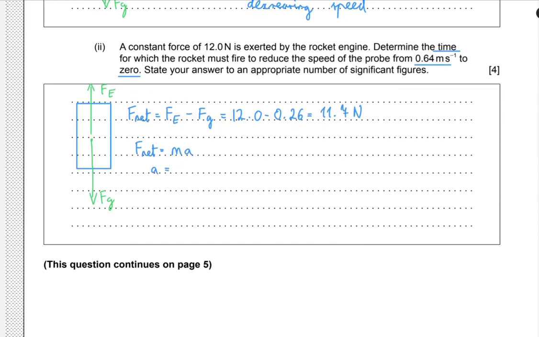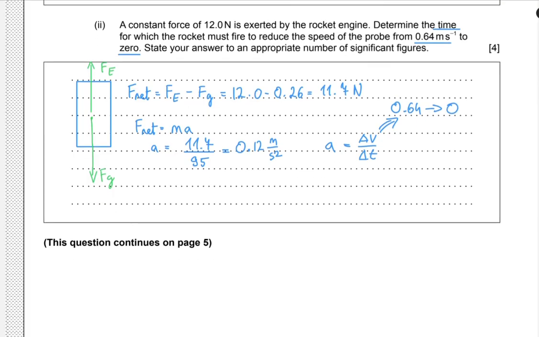So we will find that the acceleration is just 11.7 divided by 95, which will give us approximately 0.12 meters per second squared. And now we know this is the acceleration. We can use the simple equation that the acceleration is the rate of change of velocity. So acceleration is delta v over delta t. We know the acceleration and we also know the change in speed, since this is just from 0.64 to 0.